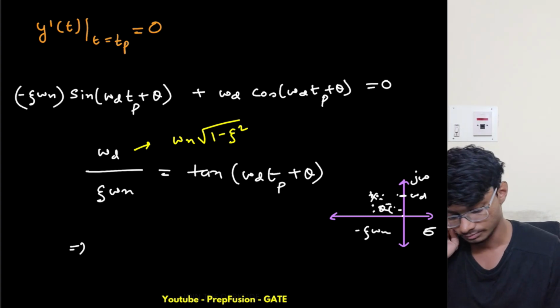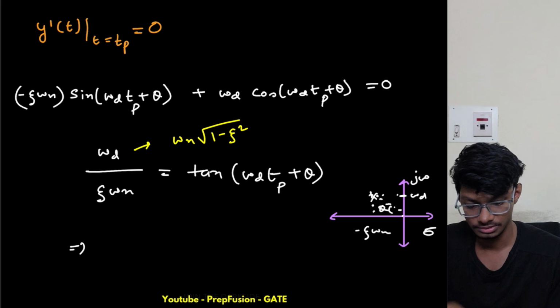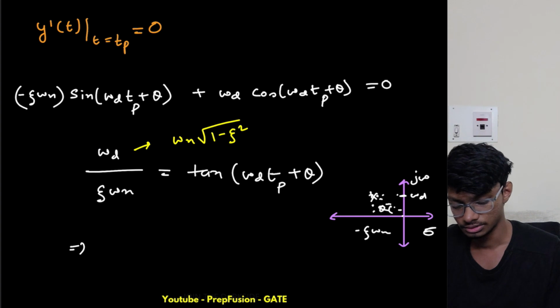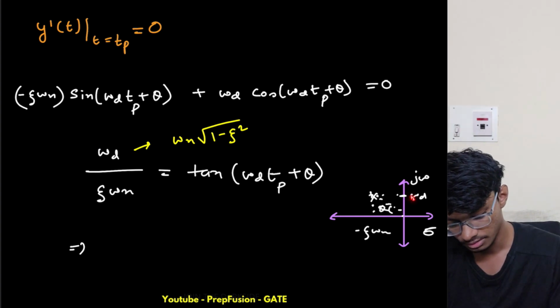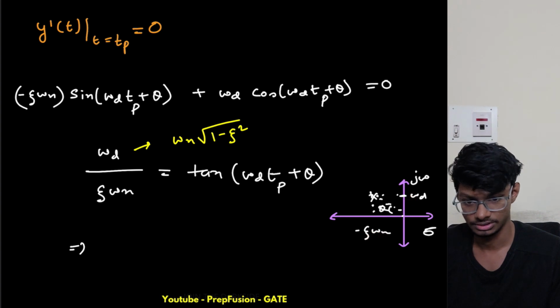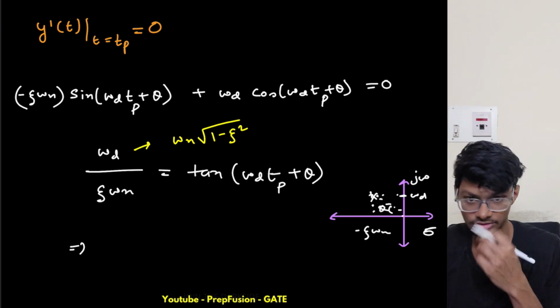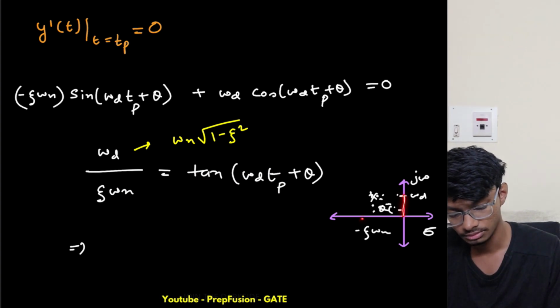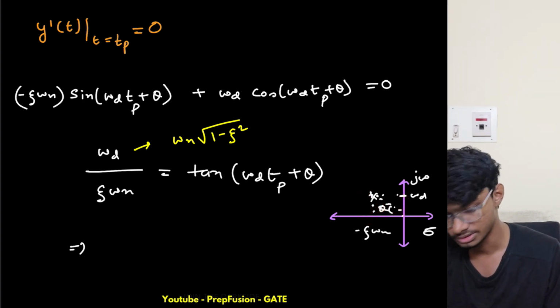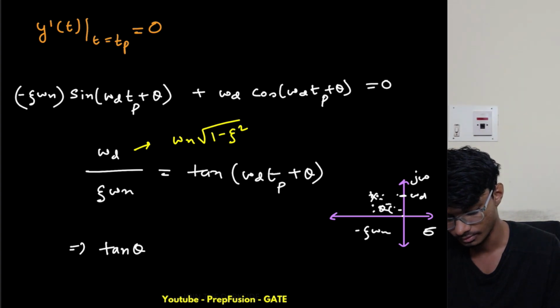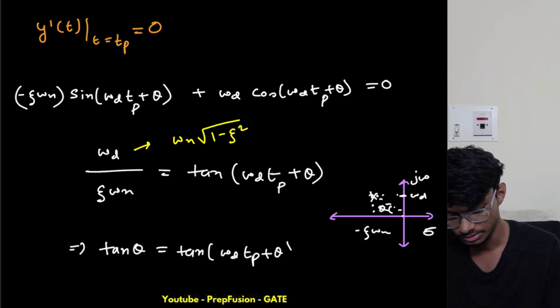So now, what is this omega d tp plus theta equal to? This is equal to omega d by zeta omega n, which is also equal to tan theta, right? So omega d tp plus theta equals tan theta itself. What is the definition of tan theta? Tan theta is height upon base. This is theta, this height is omega d and this base is zeta omega n. So it is height upon base, so it is tan theta only. So tan theta equals to tan of omega d tp plus theta.